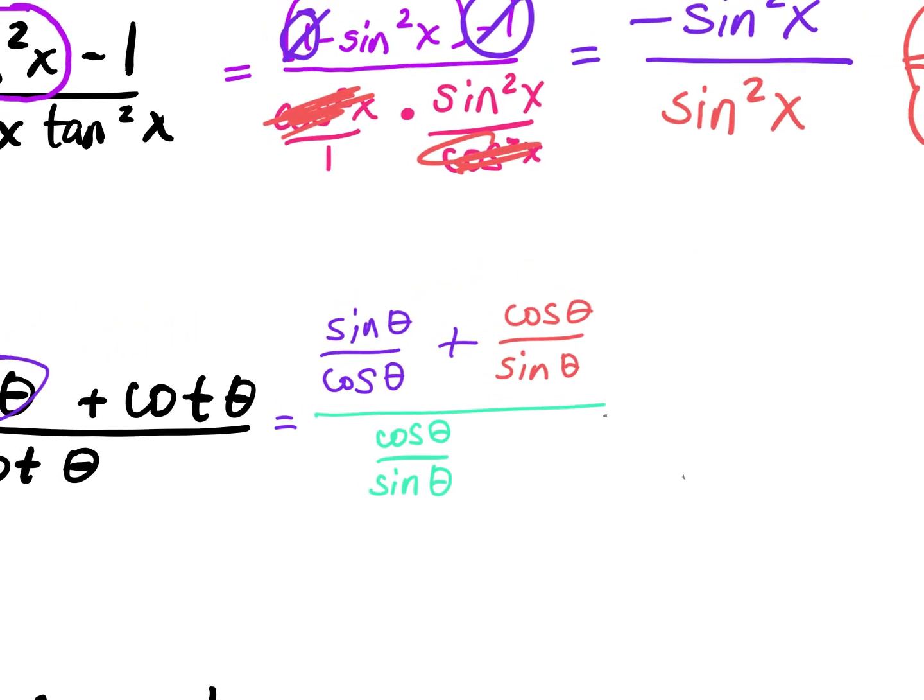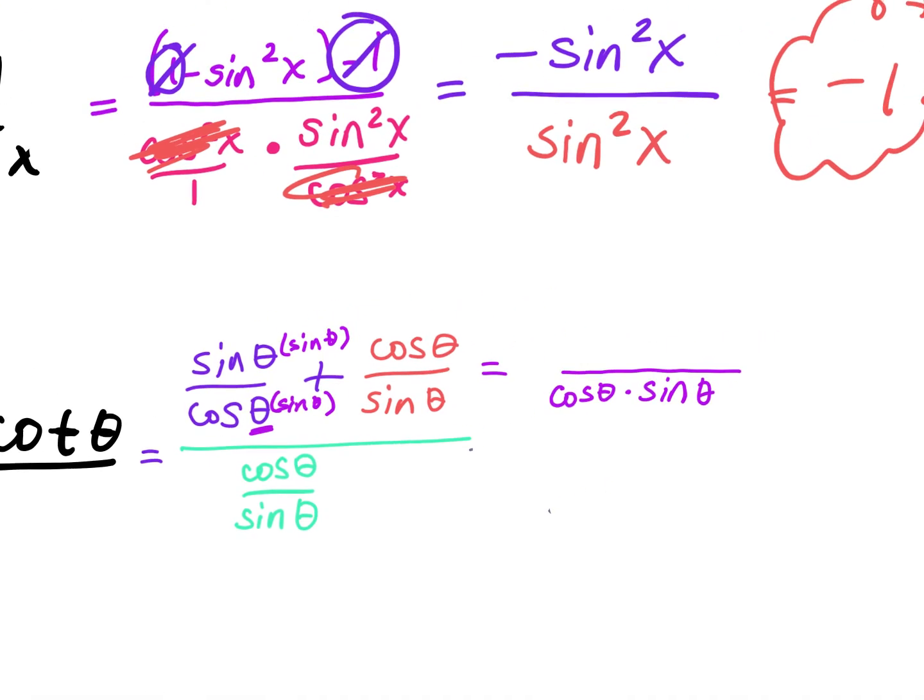Would you guys agree with me that these are two fractions that we're adding together? When you add fractions, you need a common what? Okay, so my common denominator would just be cosine theta times sine theta, right? So what you do to the bottom, you do to the top. This had the cosine, it needed the sine. So then I have a sine on top. What's sine times sine?